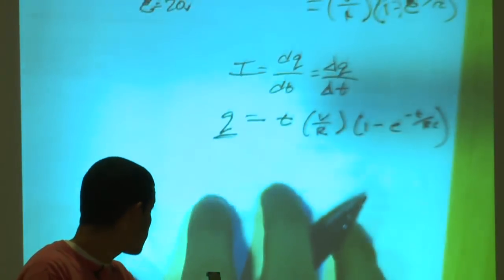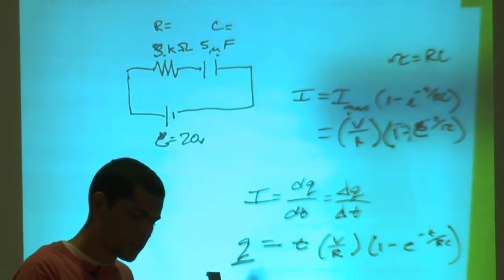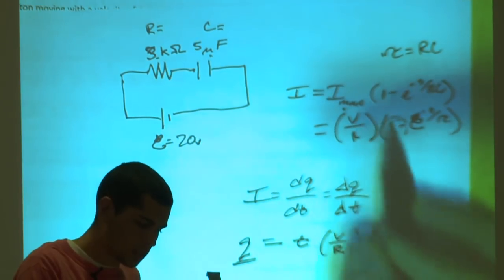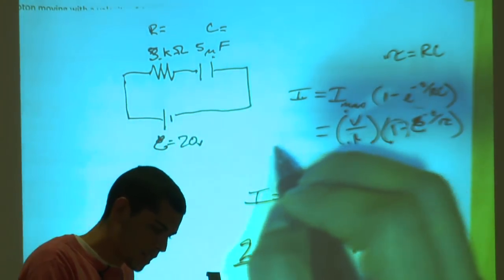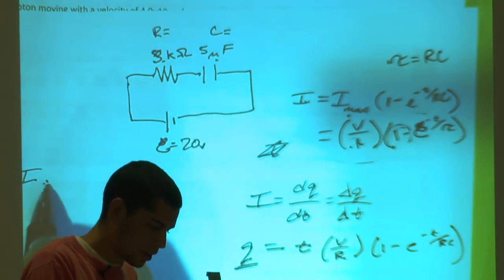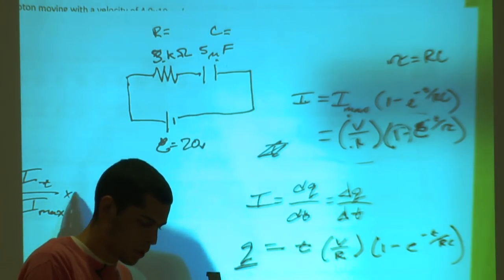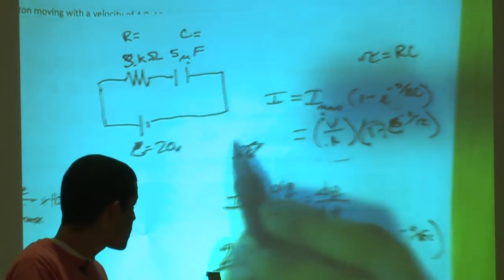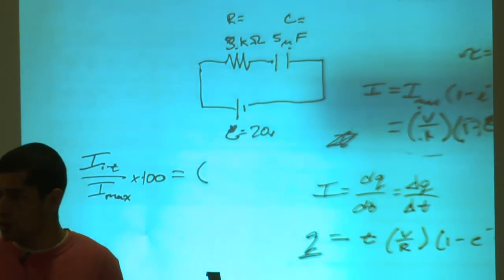This would give us a specific value, but what would we do to get a percentage? Actually, we didn't even need to do any of this. A percentage we could get by having I at that given point, so I sub t over I max times 100. We divide over the I max to give us that ratio. We times it by 100 to make it a percent, because this will be smaller than that one, so it'll give us some decimal.